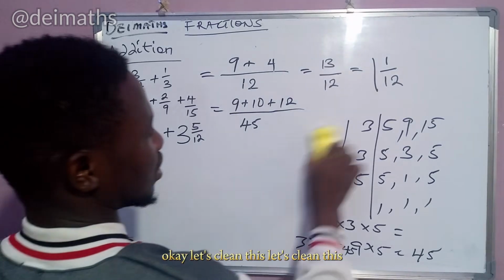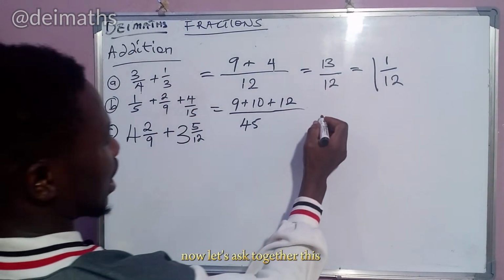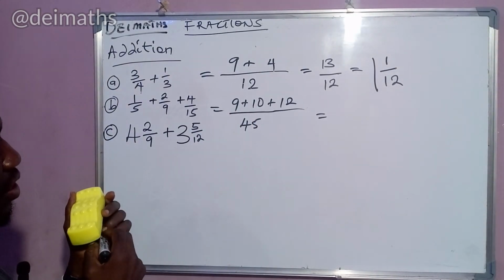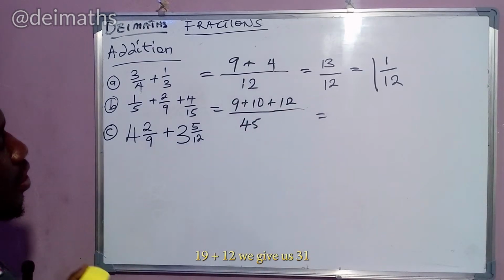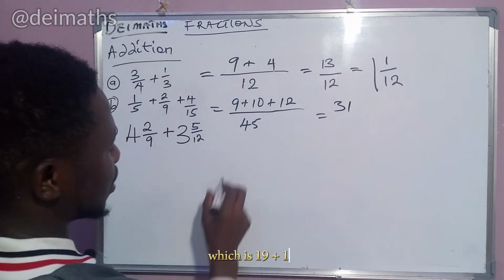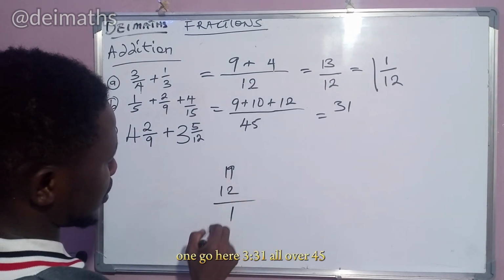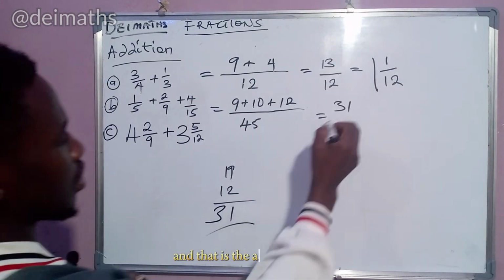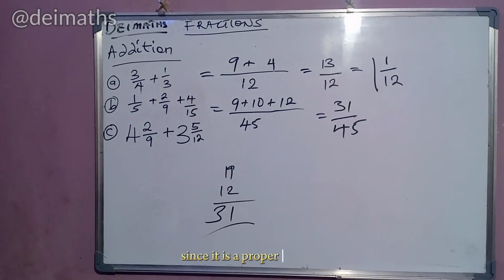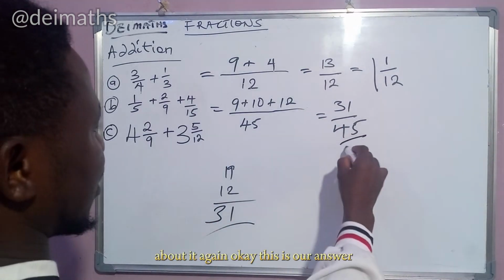Okay, let's play this. Now let's add together. This is 9 plus 10 is 19. 19 plus 12 will give us 31. 1 go here, 3, that's 1, all over 45. And that is the answer for this. Since it is a proper fraction, you don't need to do anything about it again. Okay, this is our answer.